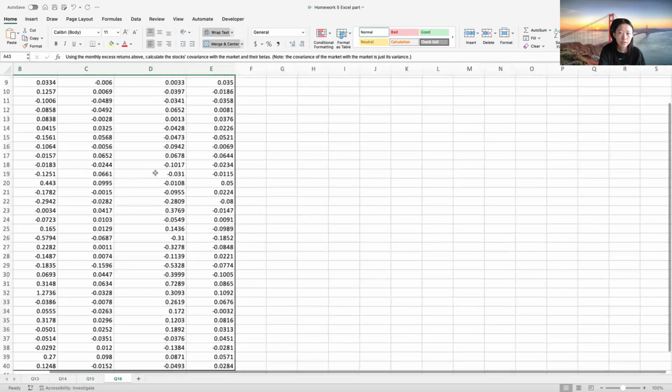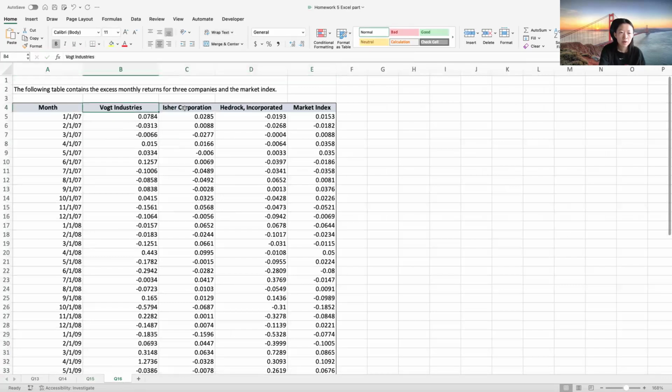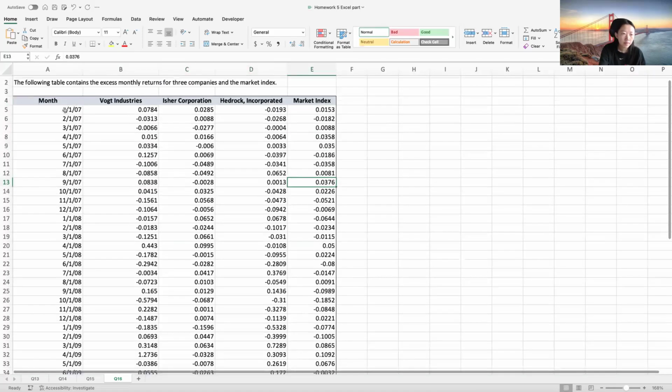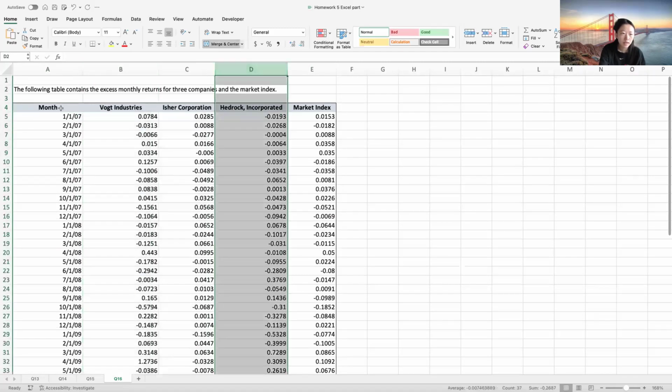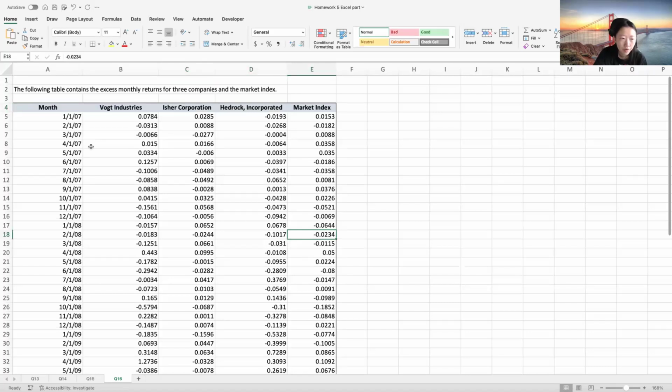All right, the last question. The following table contains assessed monthly returns of 3 companies. Company 1, 2, and 3. And the market index is here. So these are returns, not in percentage points, but in decimal points. And they are time series. So this is time series, time series, time series. And if you combine all the columns together with the rows, this will be called panel data. So you have a panel.